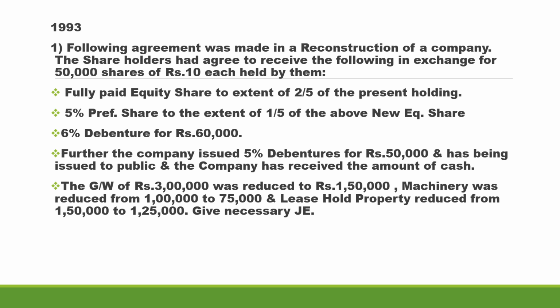Further, the company issued 5% debentures of rupees 50,000 to the public, and the company has received the amount in cash. Goodwill of rupees 3 lakh was reduced to 1,50,000. Machinery was reduced from 1 lakh to 75,000. Leasehold property was reduced from 1,50,000 to 1,25,000. Give necessary journal entries.